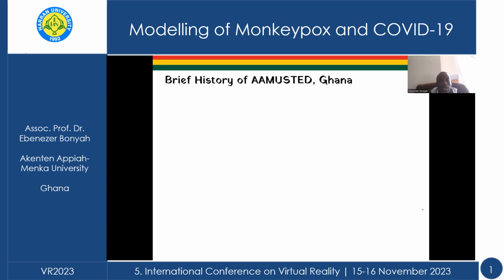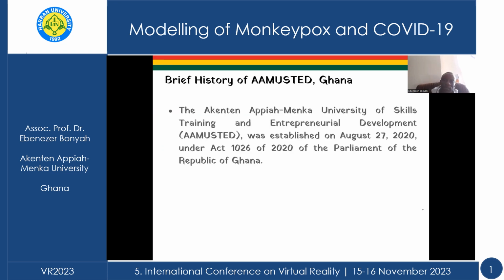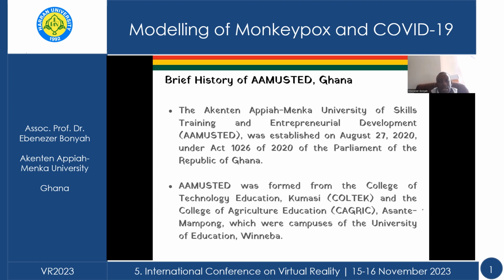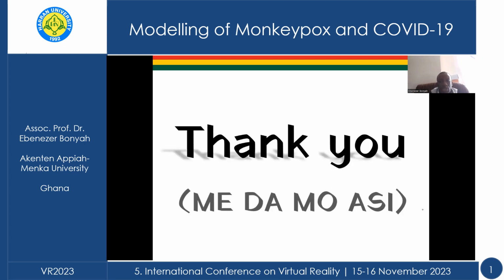And then I also bring a brief history of my university. Here I'm saying that my university was part of an existing university, but it was carved out in August 2020 under an act of the Republic of Ghana. It was like a college of the existing university, which now has two campuses: the main campus, which deals with technology-related programs, and the other campus, the College of Agriculture, dealing with agriculture-related programs.